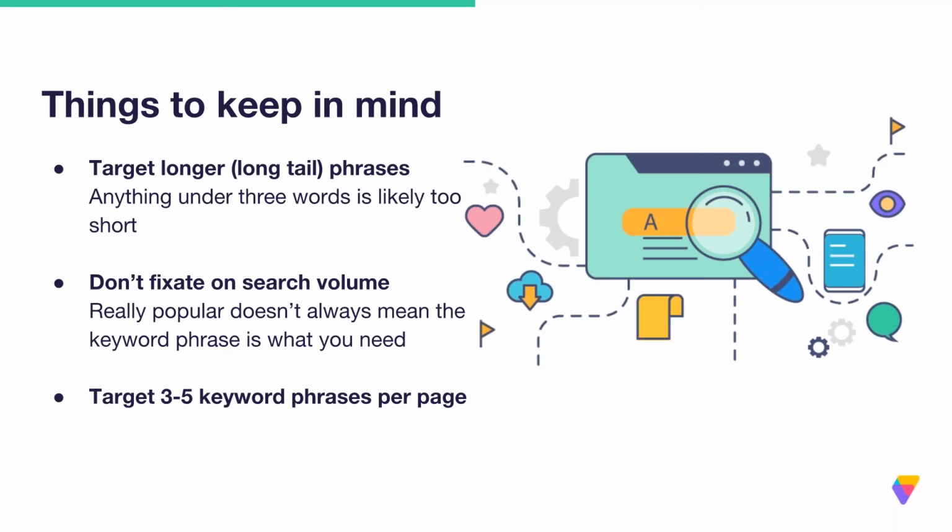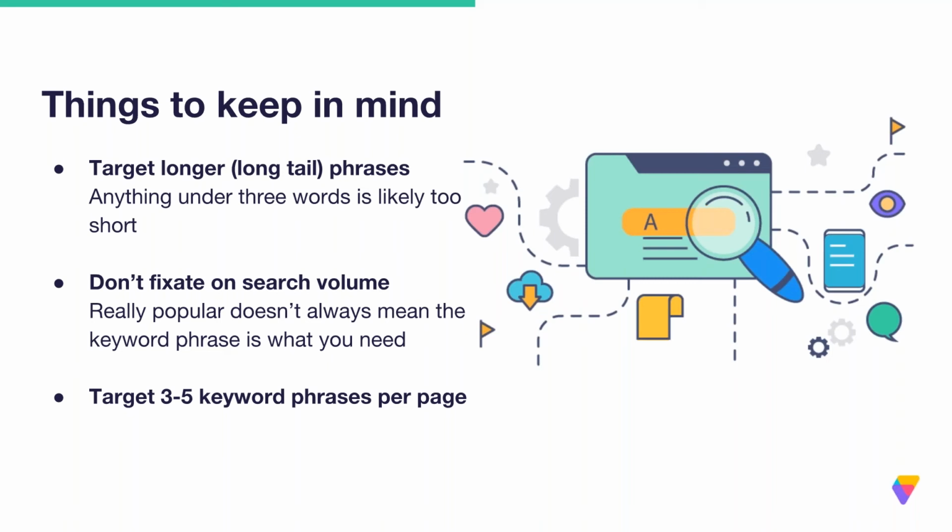Another thing is don't fixate on search volume. It can get really tempting to go after those words that have hundreds of thousands of hits every single month. But that doesn't mean that the keyword phrase is going to be what we need for the page. This kind of piggybacks a bit off of targeting longer phrases. There is a lot of value in going after specific phrases and trying to corner the market on a particular term. That gives you a higher likelihood of showing up in search results because there's bound to be less competition, and you're going to get higher conversions as a result.